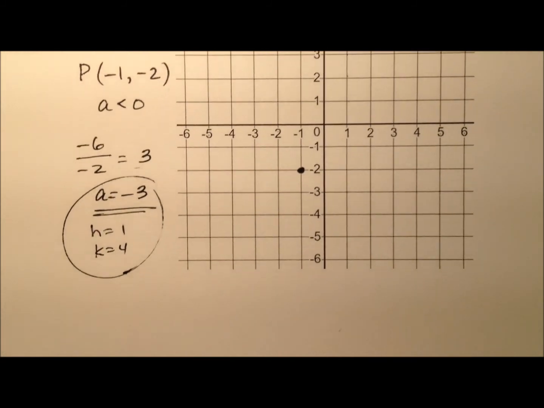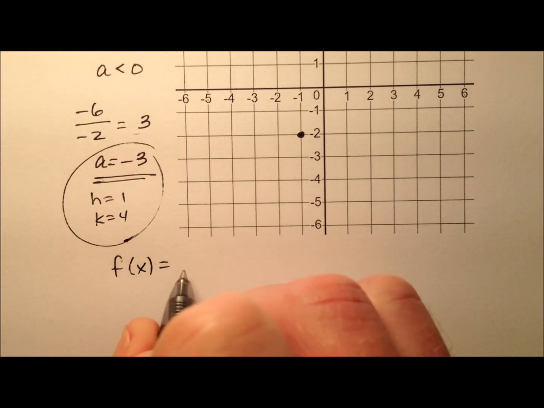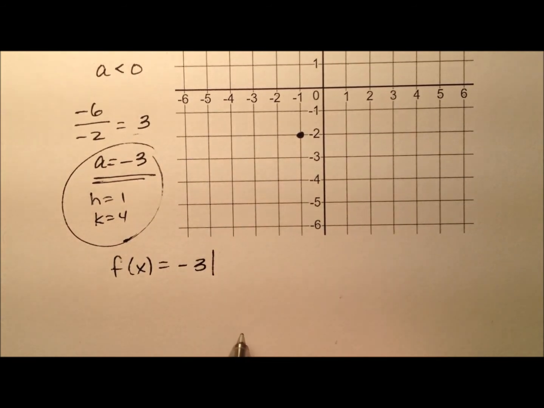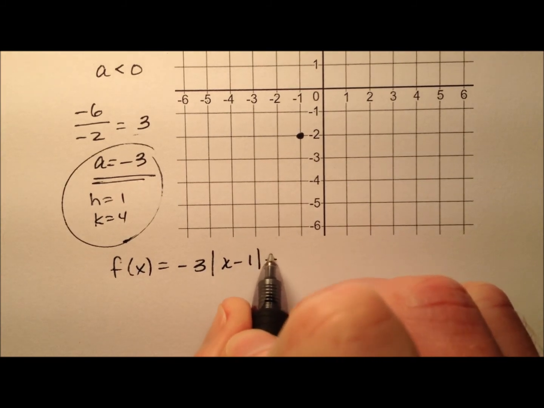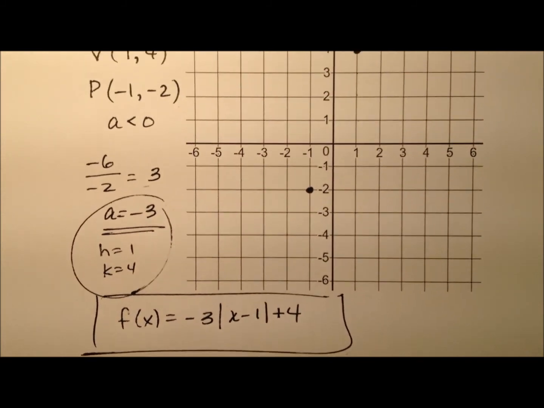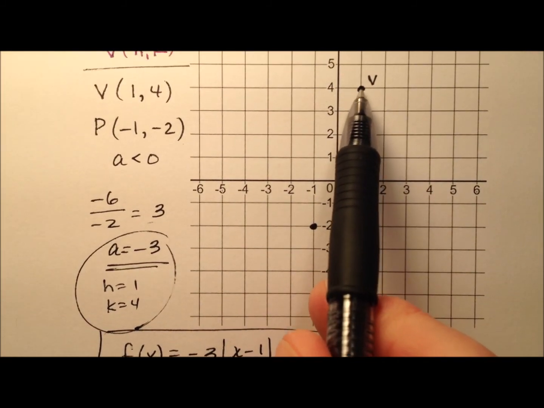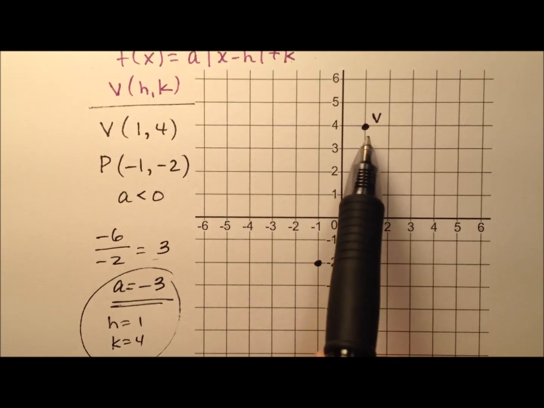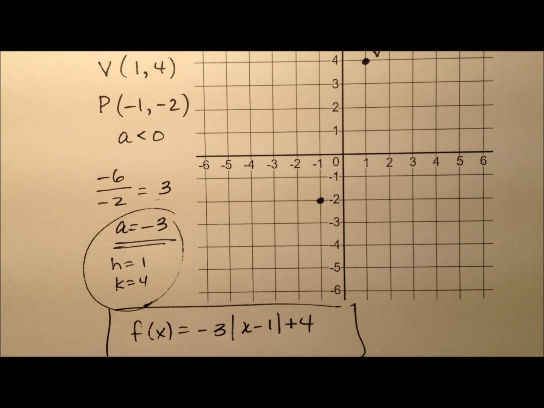So let's go ahead and write this function now. f(x) equals a, which is -3, times the absolute value of x minus h, which is 1, and then plus k, which is a positive 4. So here is going to be that function for the graph of the absolute value that opens downward. It has the vertex at (1, 4), and it also passes through point (-1, -2).